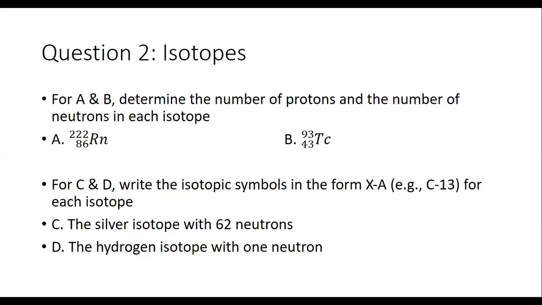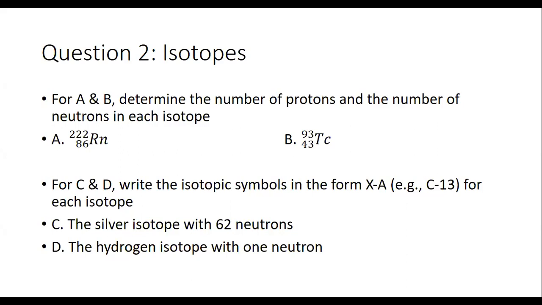Okay, well, here's something to test your understanding on isotopes. For A and B, I want you to tell me the number of protons and the number of neutrons in the isotopes that I'm showing you. And then for C and D, write the isotope symbol in the form of X-A, like carbon-13 we just did, for silver with 62 neutrons and hydrogen with 1 neutron. So at this point, you are going to need to get your periodic table.